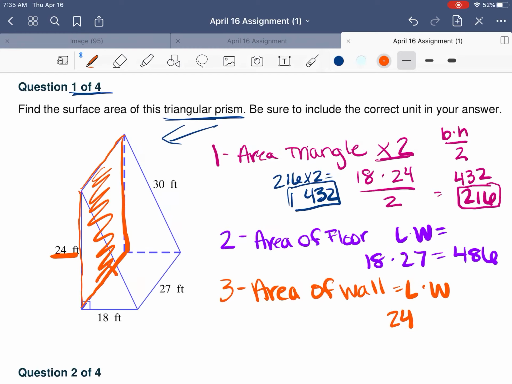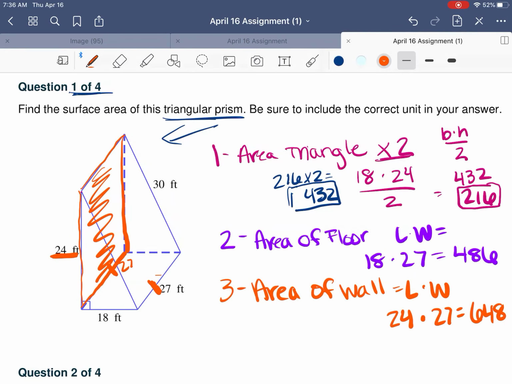And this side, it doesn't show me one right on it, but I know it's going to be congruent to that side. So this side would be 27 because it is equal to the side right across from it. So 24 times 27 is 648. So that is what that third one would be.